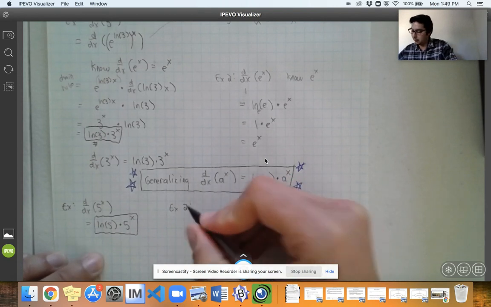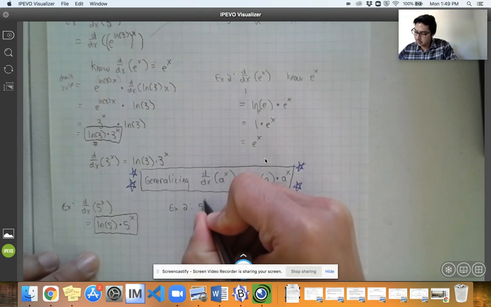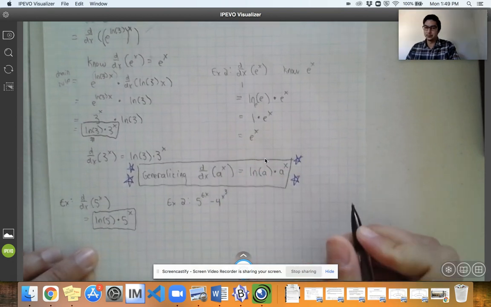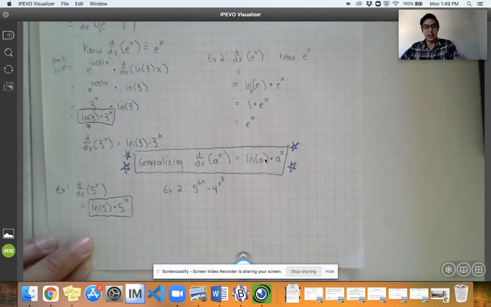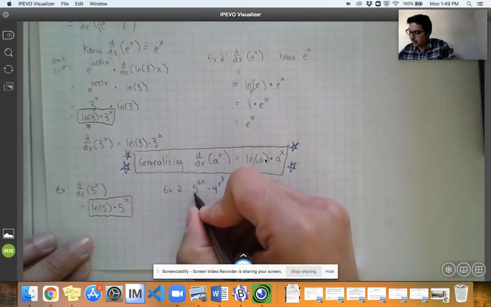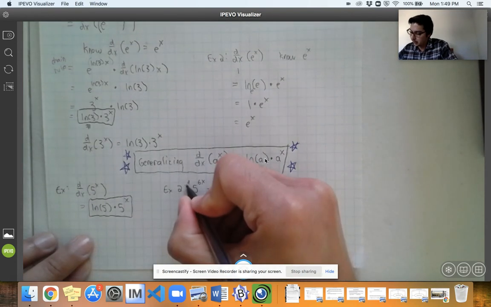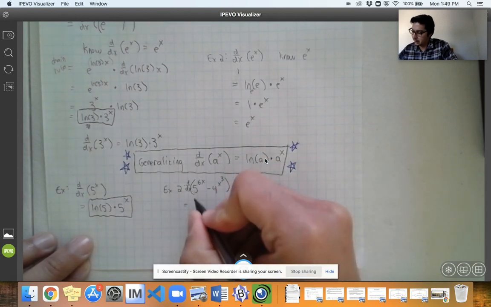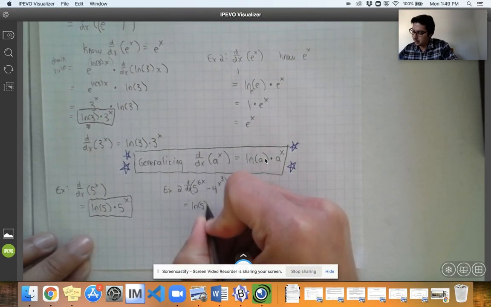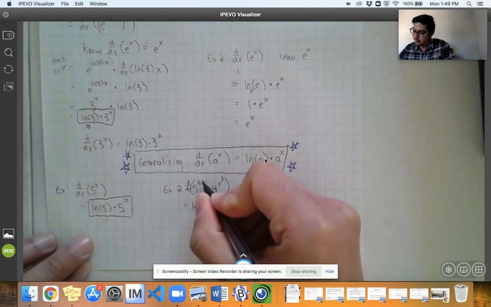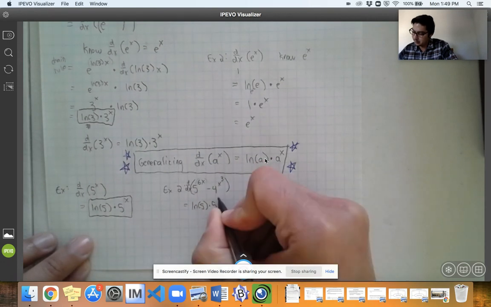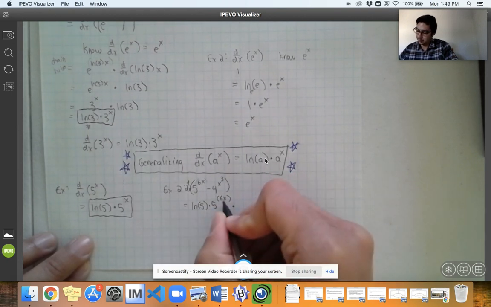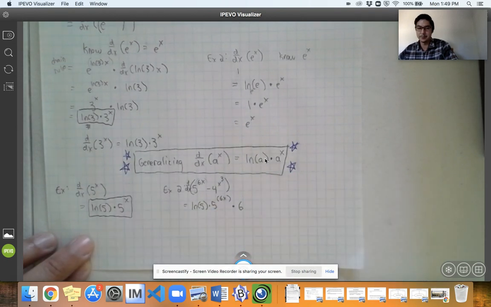Example 2. What if I gave a more complicated problem of 5 to the 6x minus 4 to the x to the third? All right. So don't forget chain rule. It's huge. So derivative of the outside, and we're taking the derivative of this function with respect to x. So derivative outside is going to be natural log of the base times 5 to the 6x, leaving the inside alone, times the derivative of the inside, and the derivative of 6x is 6.